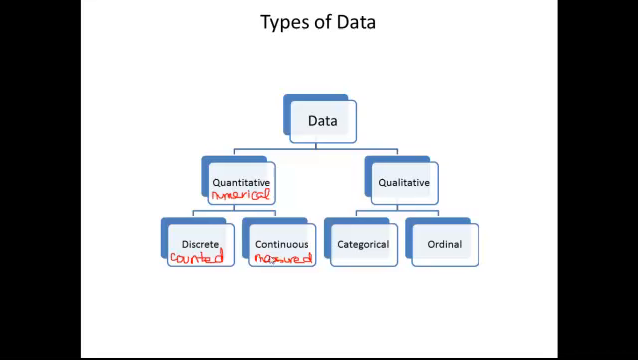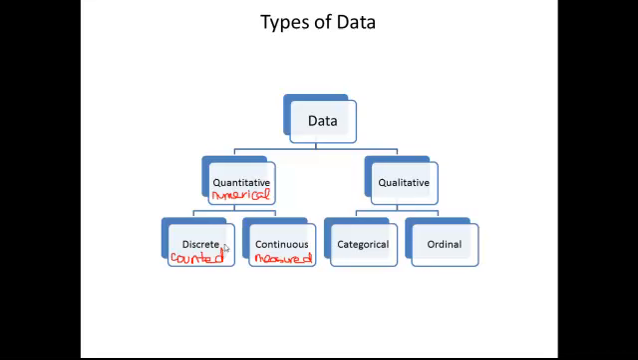value. So when we're talking about height, you could say someone is 150 centimeters tall, or you might get more accurate and say they're 150.5 centimeters tall or 150.555 centimeters tall, and you could get more and more accurate. That's how we know the data is continuous.